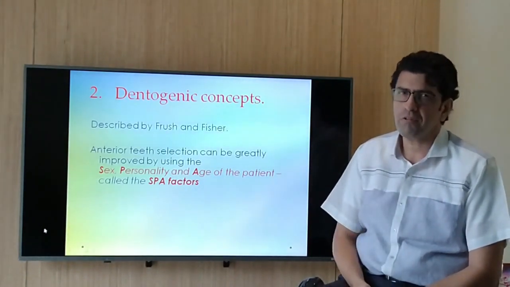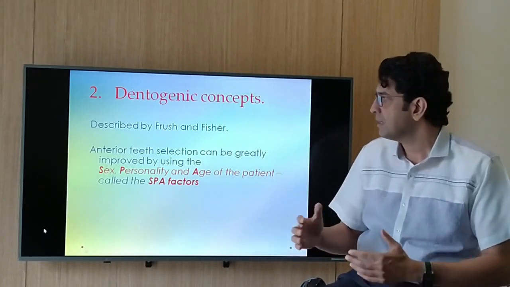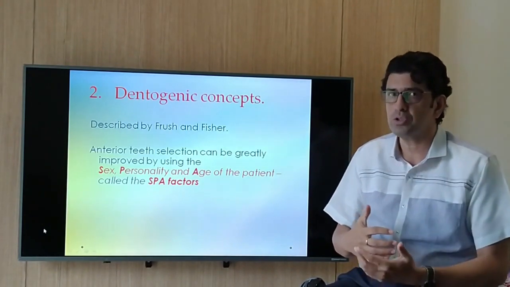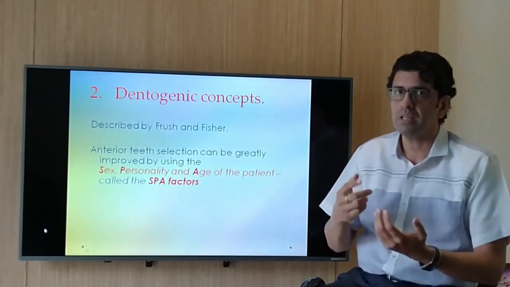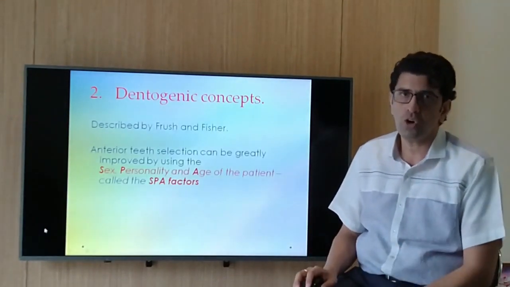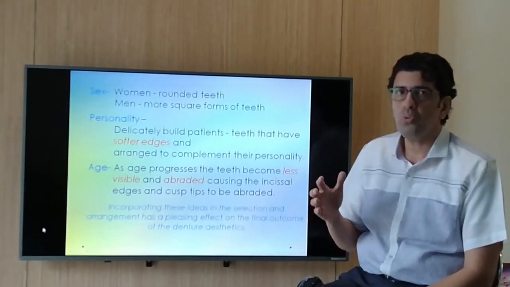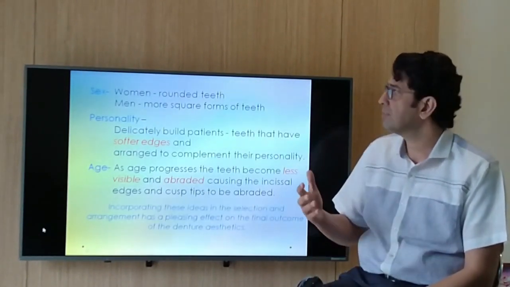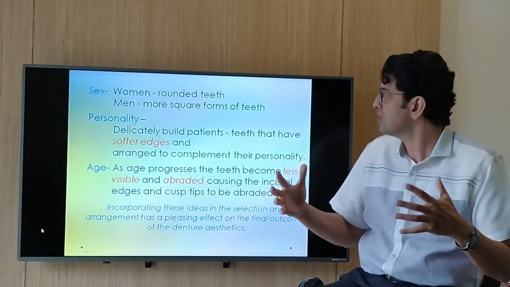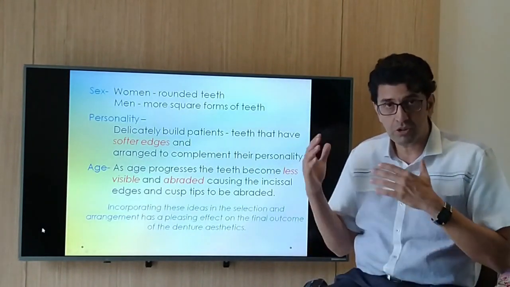This was described by Frush and Fisher, and they selected the anterior teeth and really used 3 different parameters to refine their selection. That was the sex, the personality, and the age of the patient, and this is called the SPA factors. In women, they believe that the teeth should be more rounded, and for men it should be more square forms to show more masculinity. And that's based on the sex.